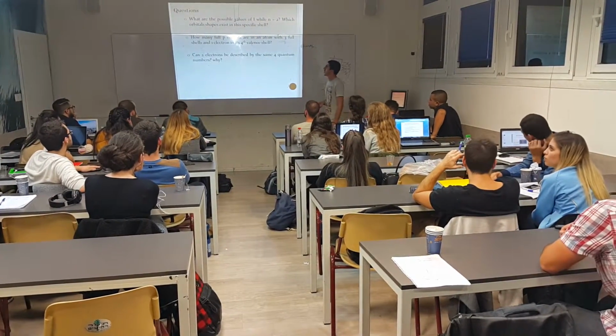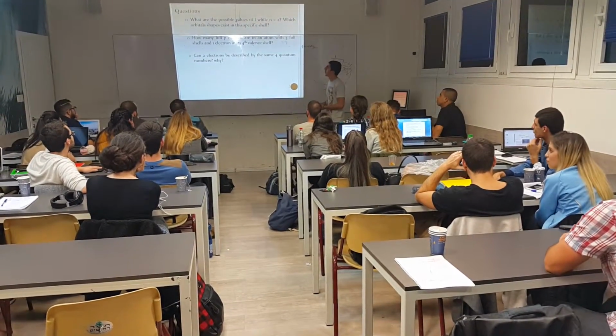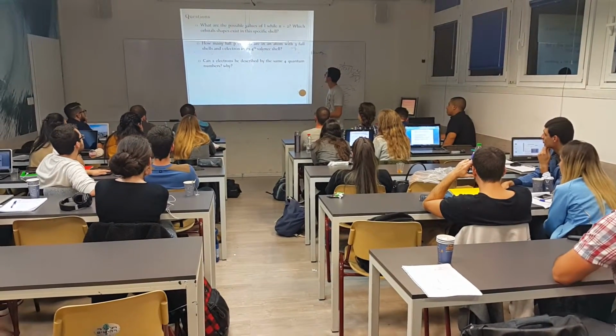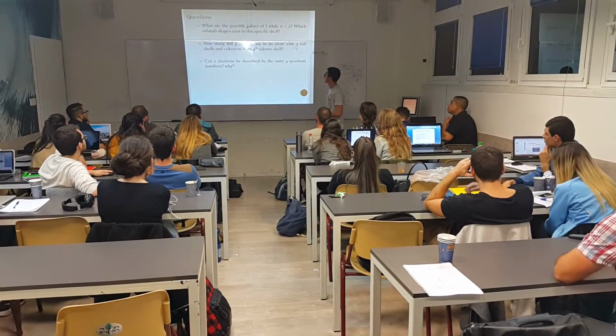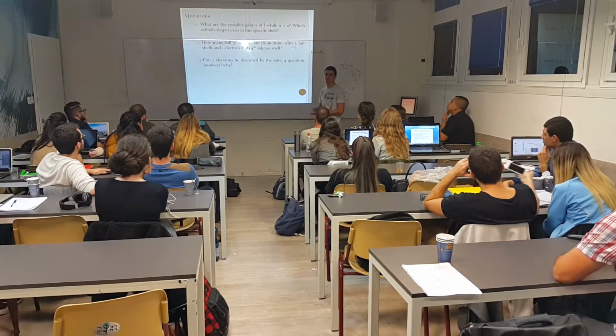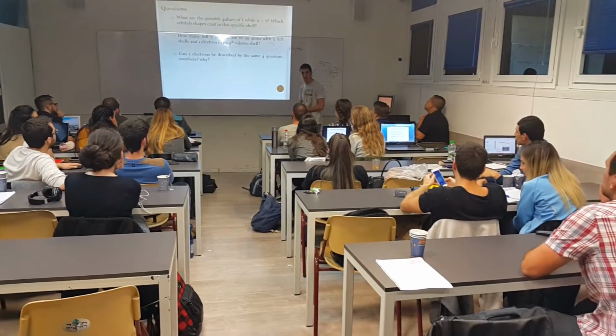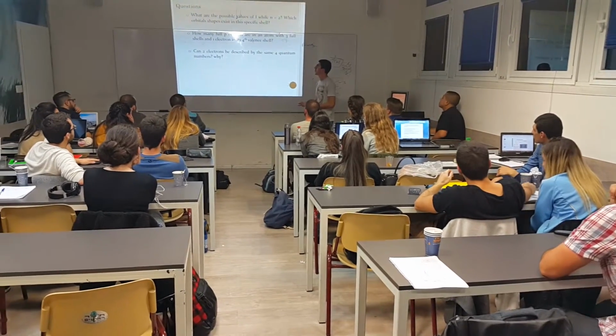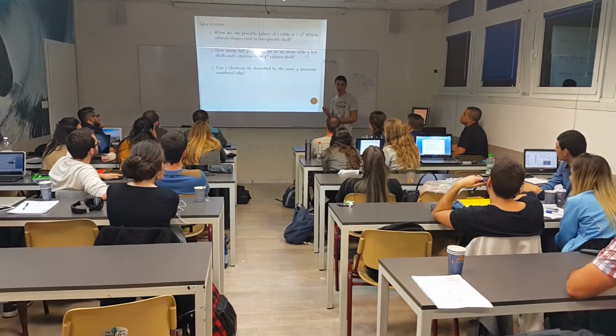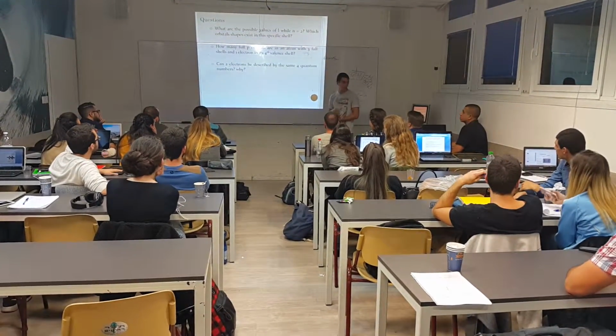Okay, questions. What are the possible values of L while n equals 2? Which orbital shapes exist in this specific shell? Who can answer this one? L equals 0 and 1. Okay, and what orbitals do we have in the second shell? S and P.